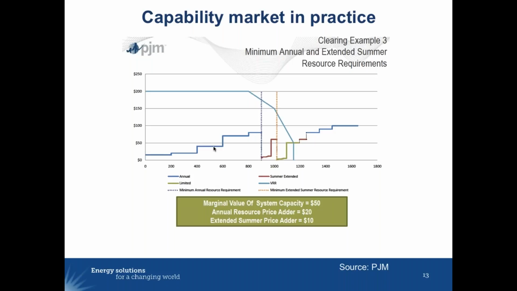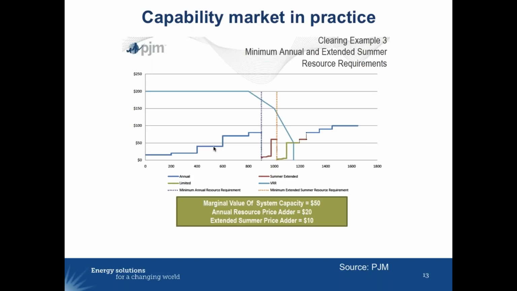Then they had the second tranche, which was summer extended, and that cleared at, say, the $60 level. And then they had the third tranche, which filled out all of their demand for demand response, and that cleared at the $50 level. So each tranche had a different clearing price. So if you were able to provide annual demand response, you got paid $20 more than if you only were able to provide limited. So there are three different clearing prices.